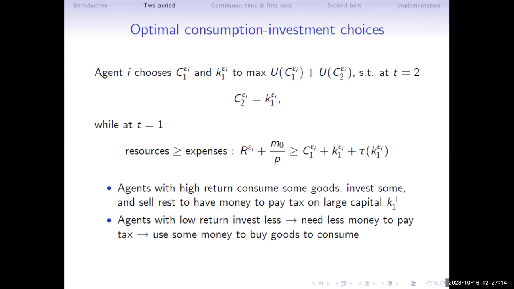Now, why are the others, the successful ones, willing to give me some consumption goods or investment goods in exchange for my money? It's because they've been successful, and so they want to consume, and they also want to invest a lot, to be able to consume a lot next period. But in order to invest a lot, they must be able to pay taxes. And to pay taxes, they need money. So that's why they're willing to give me some goods in exchange for money.